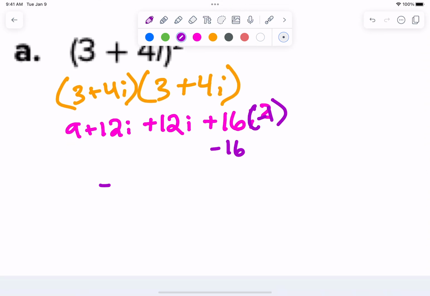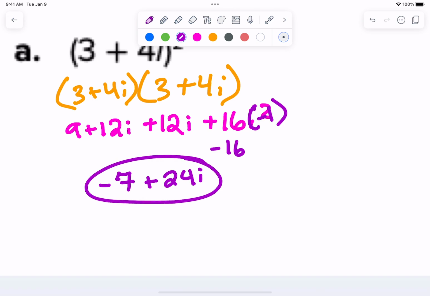24, 16. Right? Okay, as soon as you're done, check yours with me. 9 minus 60. Let's go. You get it? Negative 16 plus 9 is negative 7.